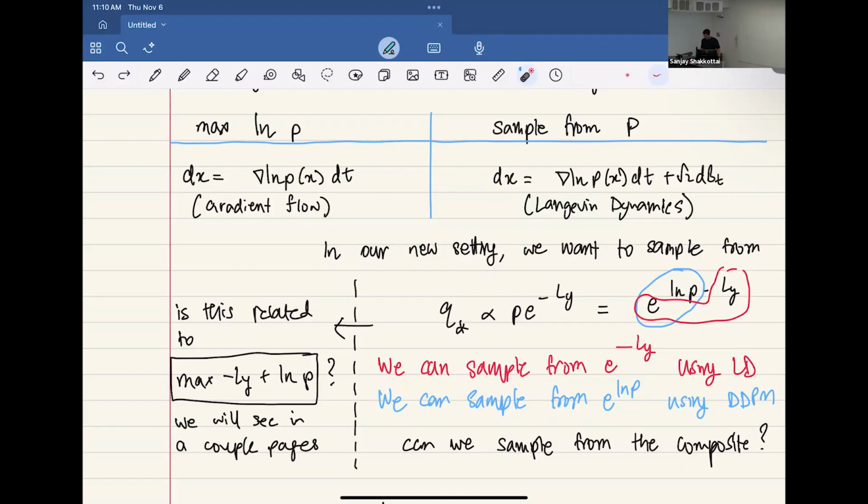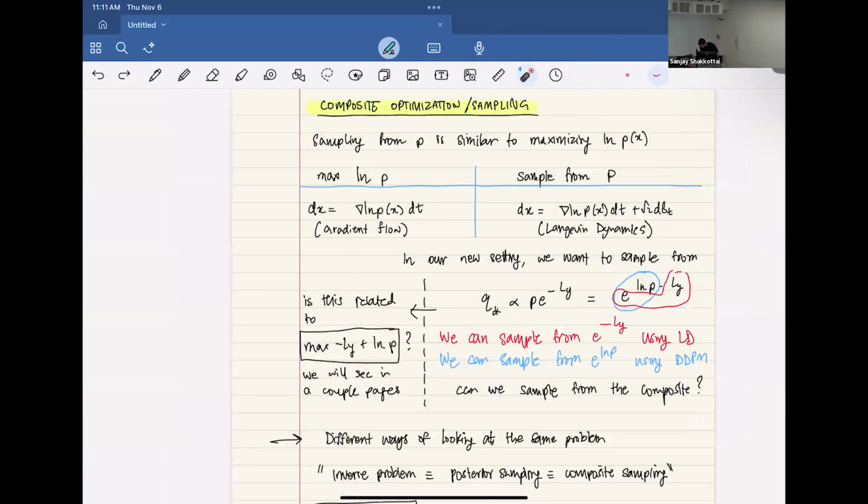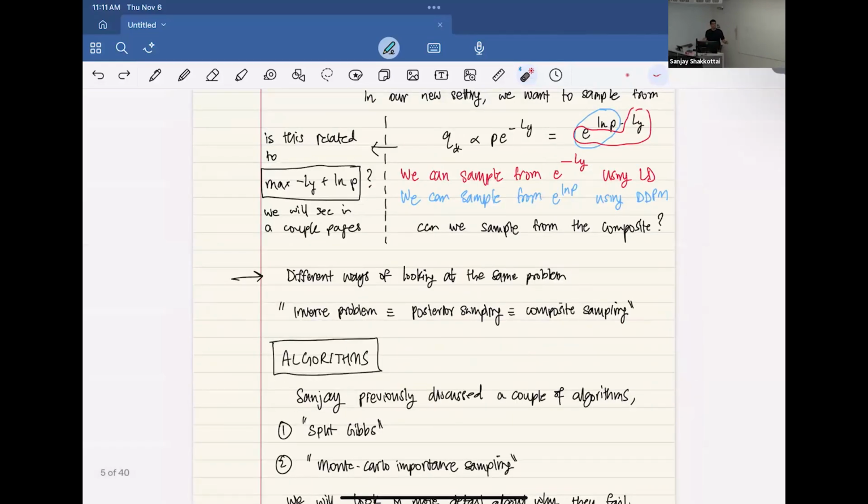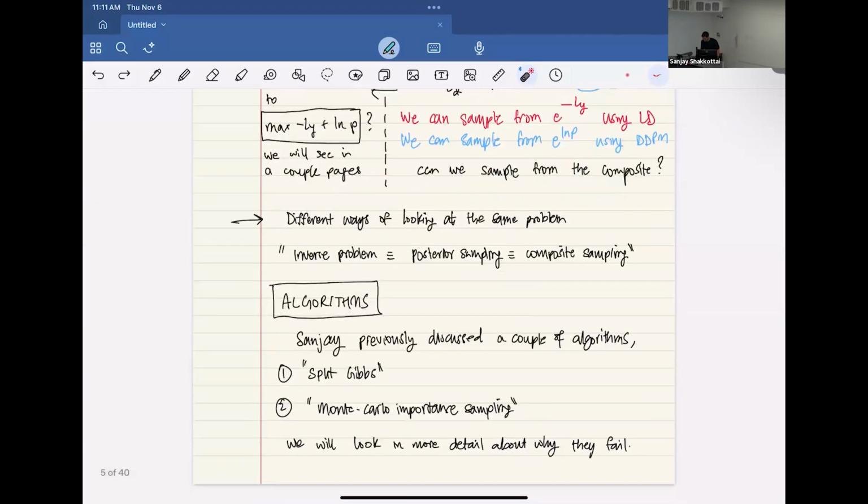And this is actually related to split Gibbs. Sanjay talked about it. We're going to talk about it again really quickly. But I just wanted to say that these are three ways of looking at the same thing. I haven't said anything deep at all. It's just reformulating, just putting different words to the same thing.